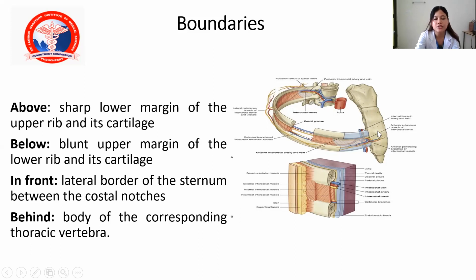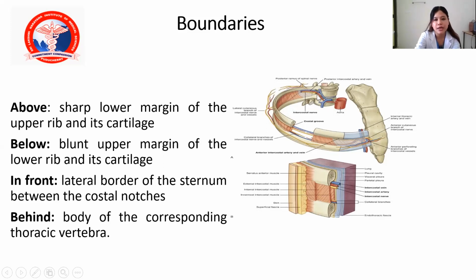Here you can see the sternum. This is the body of the sternum, this is the manubrium of the sternum, and this part is the xiphoid process. In the lateral border of the sternum, we have seen the costal facets where the costal cartilages are articulating. So in front, it is bounded by the lateral border of the sternum between the costal notches.